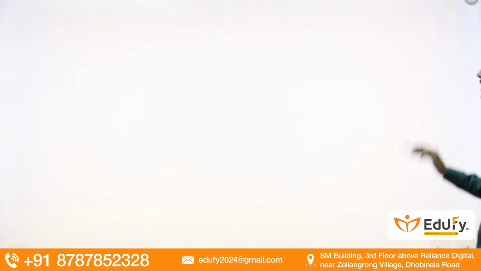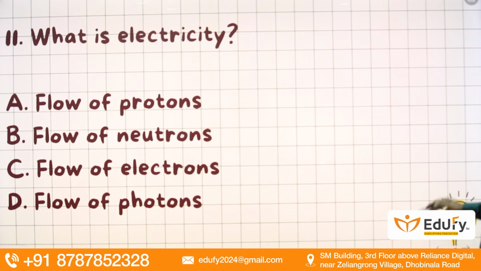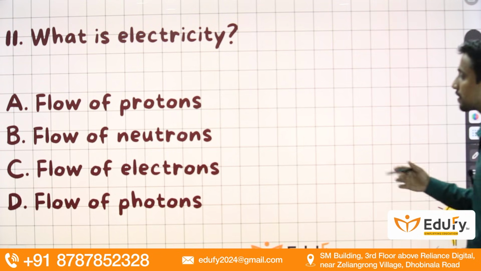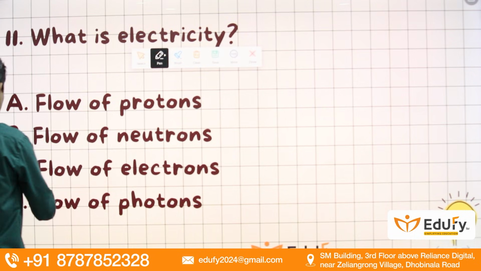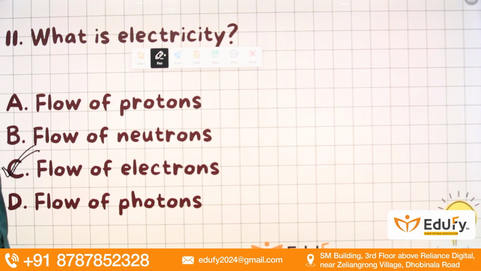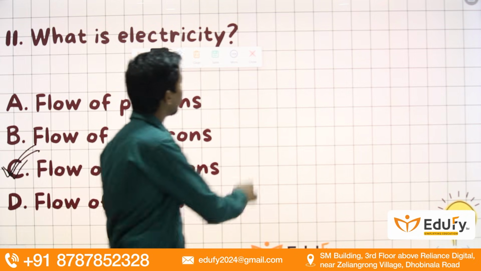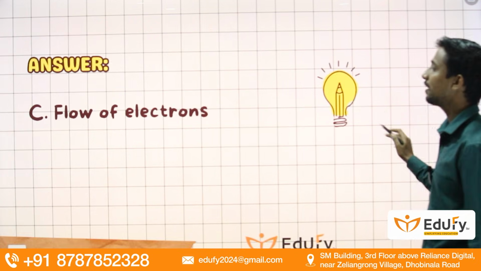Moving towards the next question, guys, we have, what is electricity? To be very precise, guys, the flow of electrons. The flow of electrons produces electricity.